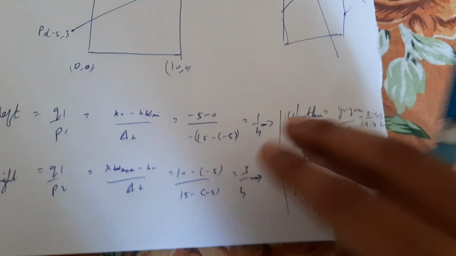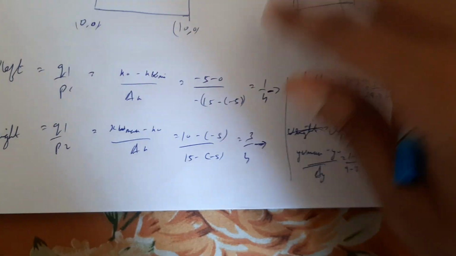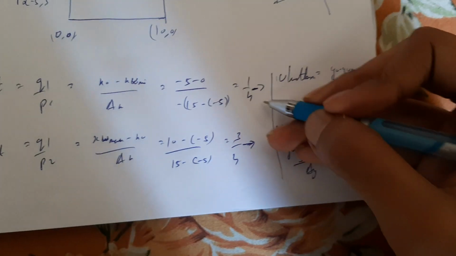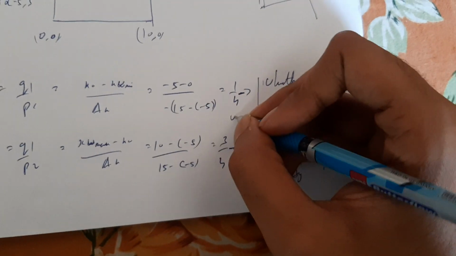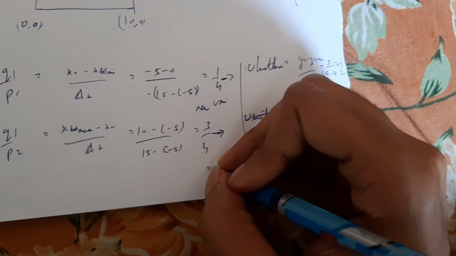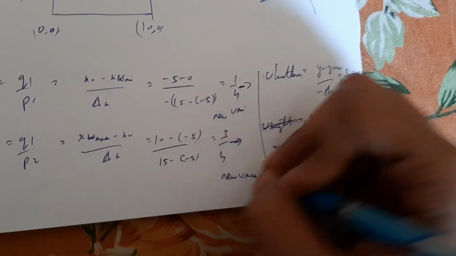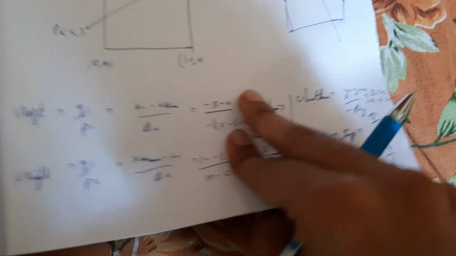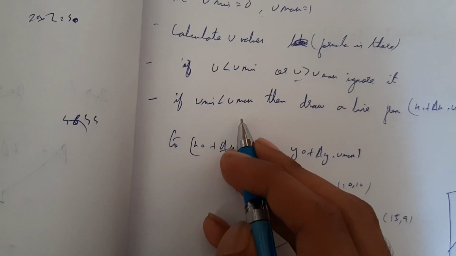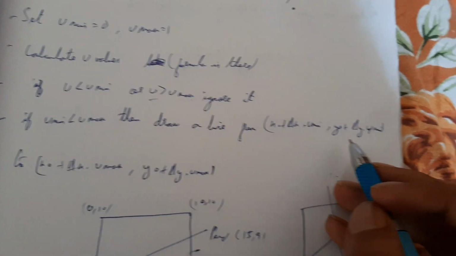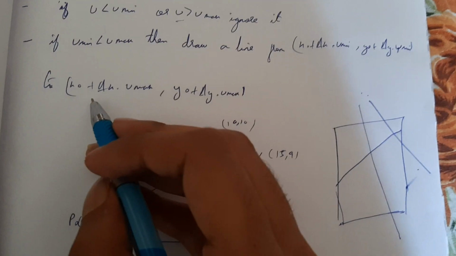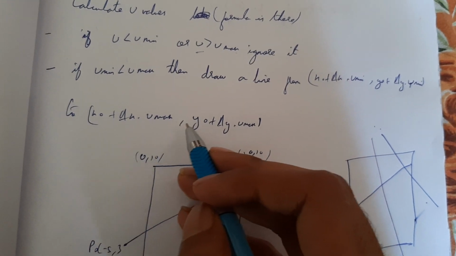Remember this. If we get 3 values, or 1 that satisfies u greater than u min and u less than u max, the formula is wrong. Now I get these 2 values, 1 by 4 and 3 by 4. 1 by 4 is less than 3 by 4, so this can be considered as the new u min and this as the new u max. Now the new u min and u max are found. Since u min is less than u max, we draw a line from x naught plus del x dot u min, y naught plus del y dot u min, to x naught plus del x dot u max, y naught plus del y dot u max.